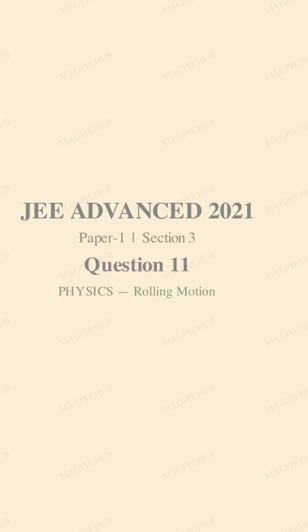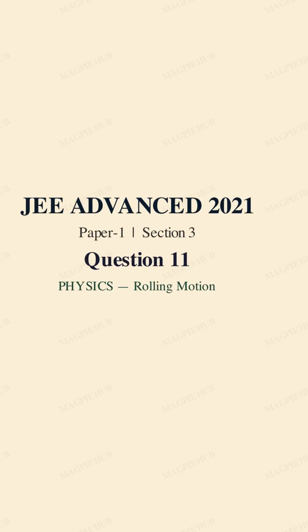JEE Advanced 2021, Paper 1, Question 11. Physics, Rolling Motion. Let us visualize the setup. A cylindrical object of mass m and radius r sits on a rough horizontal surface. A horizontal force F is applied at its center of mass. The coefficient of friction between the object and the ground is mu. We need to identify which statements about its rolling motion are correct.